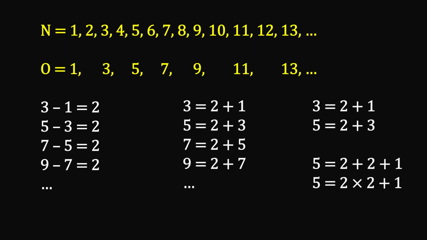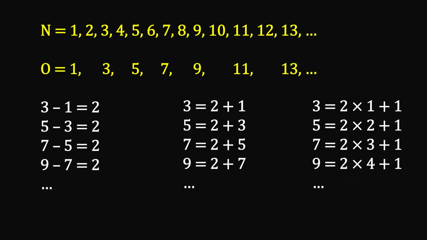Let's pick out an odd number, say 5. 5 is 2 plus 3, but 3 is further 2 plus 1. So 5 is 2 plus 2 plus 1, which is 2 times 2 plus 1. This gives us another nice pattern. All odd numbers can be written in the form of 2n plus 1, where n is any natural number including 0.